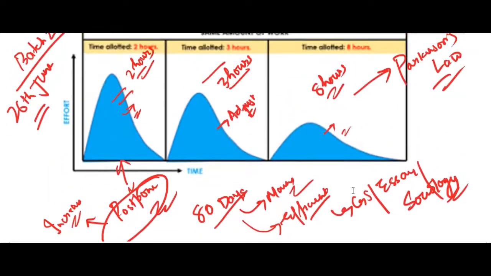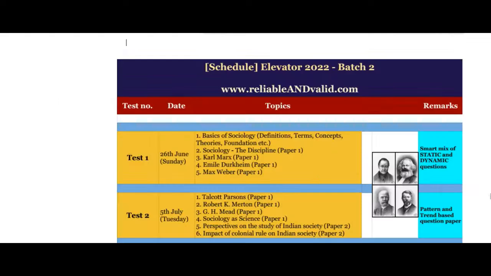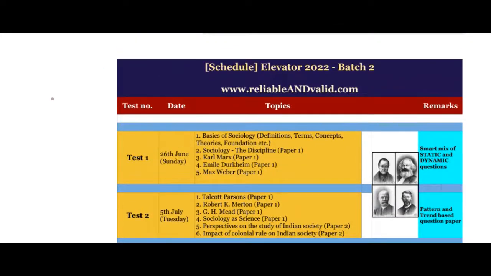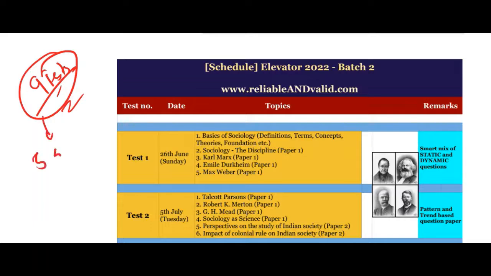Okay, so let's come to the details of this program. We have 9 tests in total. We could not bring it to a lower number of tests because that would not have been beneficial for you. So we have 9 tests in total. It has 5 sectional tests and 4 full length tests.